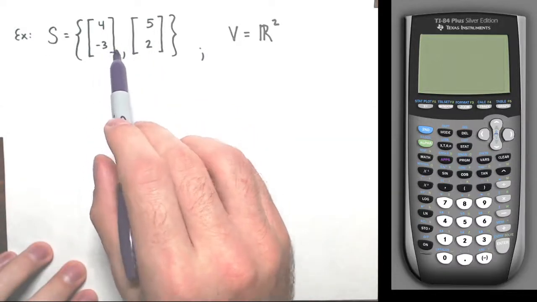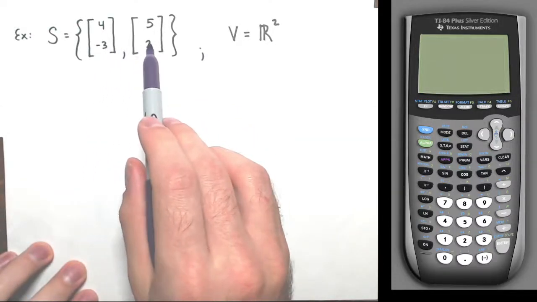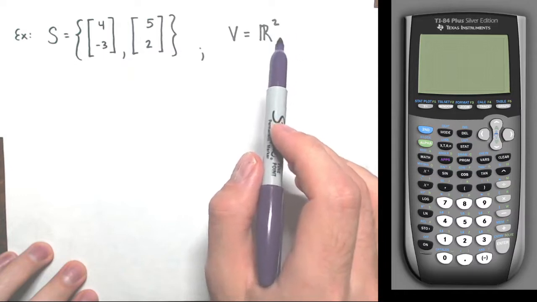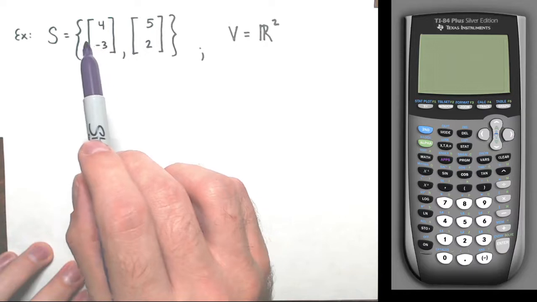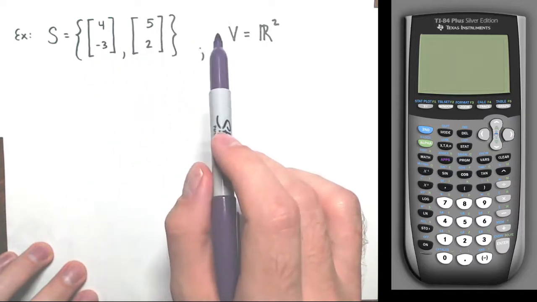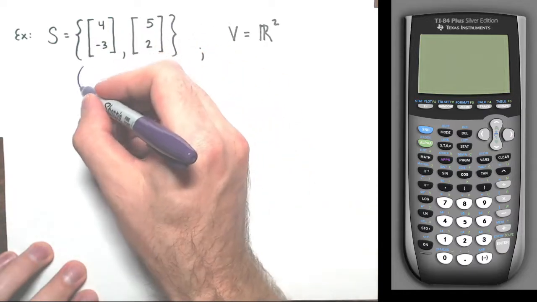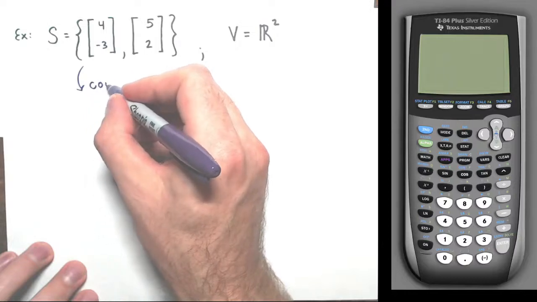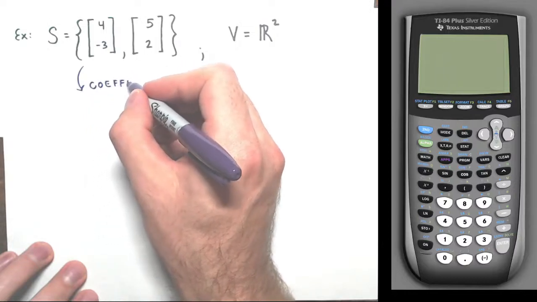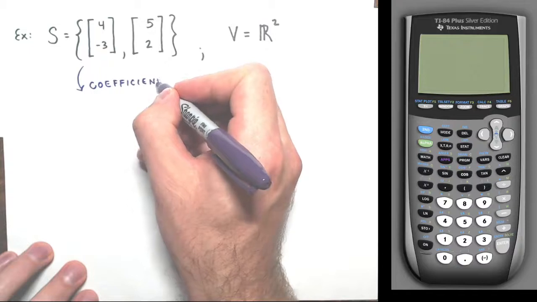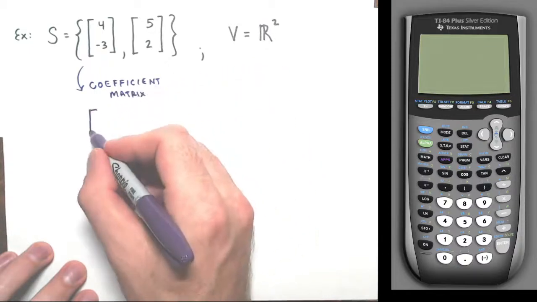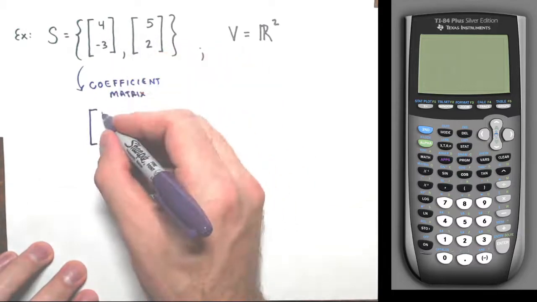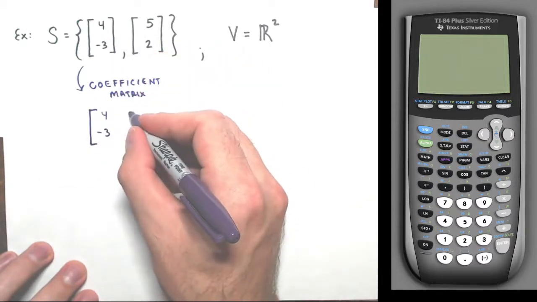So again, when you set up a system of equations, a linear combination of these two equals any vector in R2, and when you're checking for independence, you're setting up the equation, a linear combination of these two equals the zero vector. In either case, the coefficient matrix for that system is the following, just a 2 by 2 where, again, these vectors are the columns of the coefficient matrix when you set up those systems.